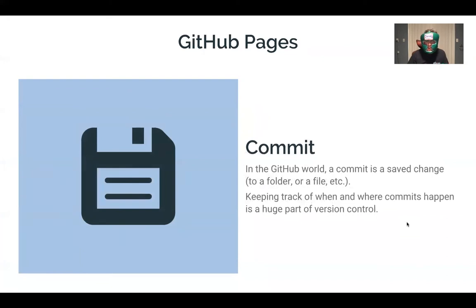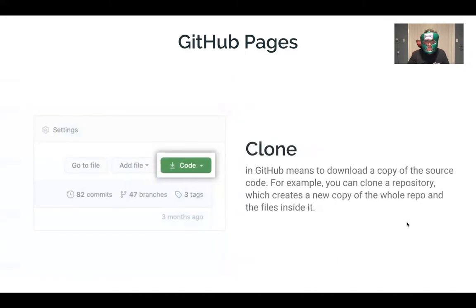A commit in the GitHub world is a saved change. So if you change a file or a folder, when you click save, that means it's committed. And keeping track of when and where commits happen is a huge part of version control. In the GitHub world, to clone means to download a copy of the source code. For example, you can clone a repository, which creates a new copy of the whole repo, and all the files inside of it get copied too, and then downloaded to your local machine.